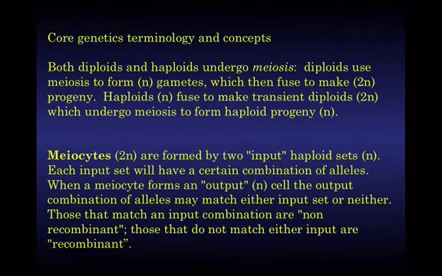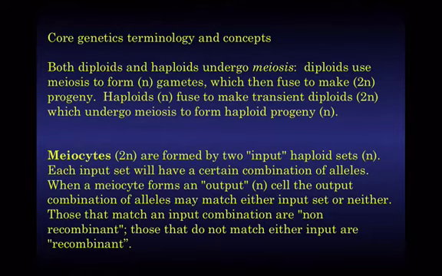Some other core genetics terminology and concepts that we need to cover are as follows. Meiosis is a key concept that we need to understand. Both diploids and haploids undergo meiosis. Meiosis is the cell division that is used to reduce chromosome number and also allow for recombination. Now, we'll talk in a little while about what recombination is, so we'll just leave that for now.